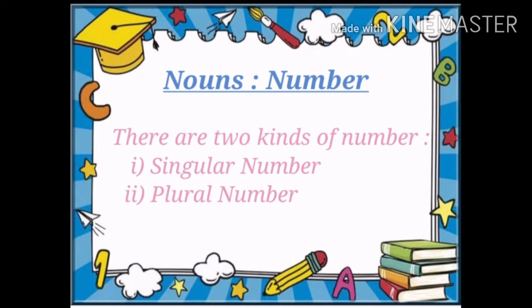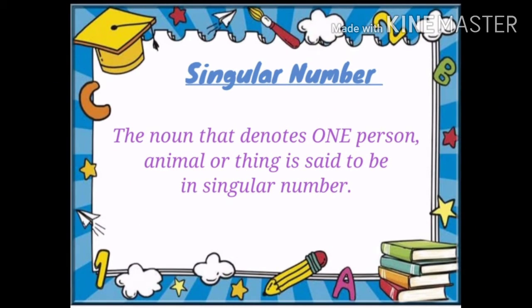There are two kinds of number in noun. First is singular number and second is plural number. Now what are these singular and plural numbers? Let's have a look. First comes singular number. The noun that denotes one person, animal or thing is said to be in singular number. Any noun or naming word which denotes only one person or only one animal or thing is said to be in singular number. Or we can say that singular number denotes only one.